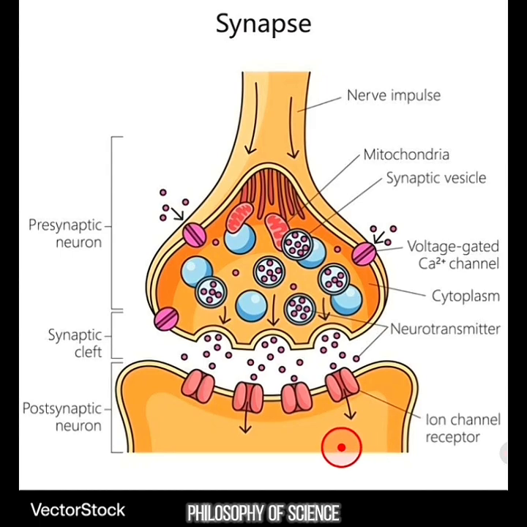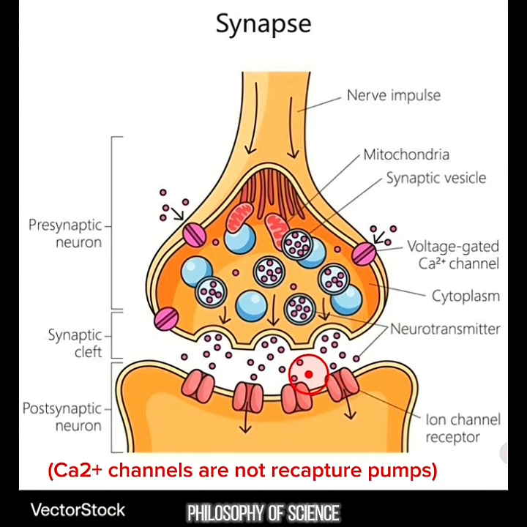You may ask, what happens to the neurotransmitter that is located on the receptor? This neurotransmitter is destroyed by a specific enzyme and recaptured by a specific pump present on the presynaptic neuron. So the Na+ channels or Cl- channels will eventually close.